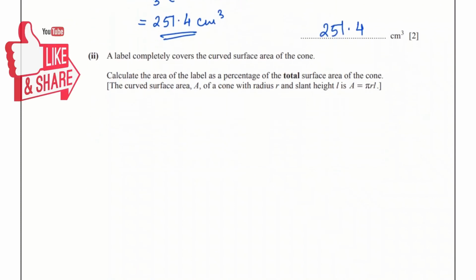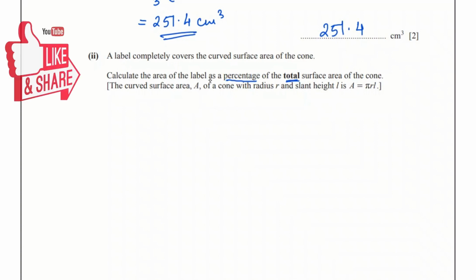The label completely covers the curved surface area of the cone. Calculate the area of the label as a percentage of the total surface area of the cone. It covers the curved surface area of the cone. That means the curved surface area of the cone is equal to the label. So we'll calculate the curved surface area of the cone. That will give us the value for the label.